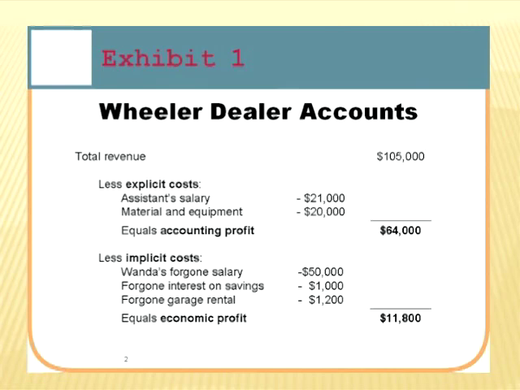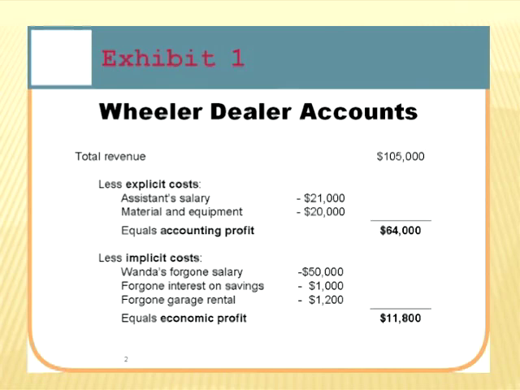She sells $105,000 worth of her wheels. She pays an assistant a salary of $21,000 to keep the books and take the calls and process the orders and so forth. And she buys $20,000 worth of material and equipment in order to make the wheels. Now, from an accounting standpoint, her total profit would be $64,000. That would be the $105,000 minus the $21,000 for the assistant salary minus the $20,000 for the materials and equipment that she uses in doing her business.